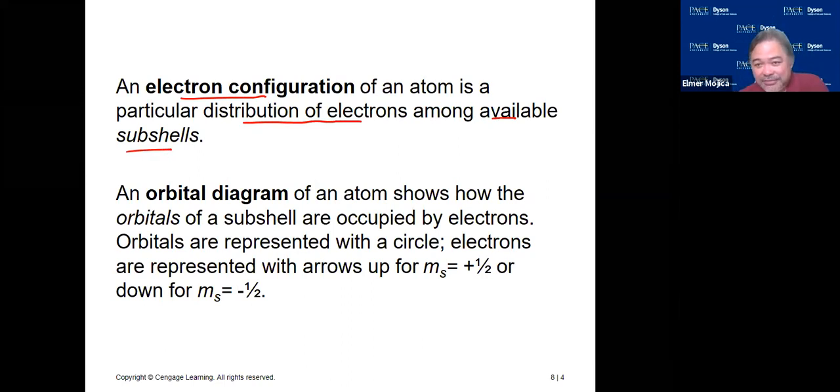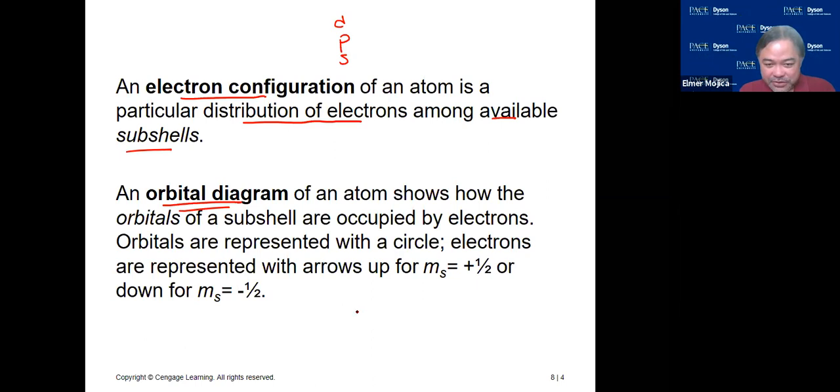What are the subshells that we have? The S subshells, the P, and the D. So what are we going to do now? The orbital designation that we have, we call it the orbital diagram. The orbital diagram of an atom shows how orbitals of a subshell are occupied by the electrons. Orbitals can be represented by circles, with electrons represented as either arrow up or arrow down.